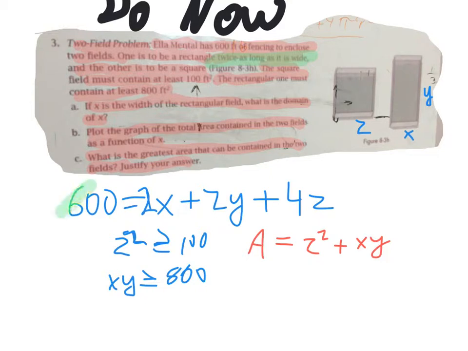For one, I used how much fencing we got, and I used the perimeter equations for a square, which is 4 times z, and for a rectangle, which is 2 times x and 2 times y.